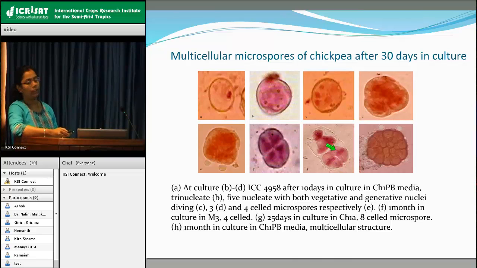This was obtained after 30 days in culture. And these were obtained after 10 days in culture. And these 2 were obtained after 25 days in culture. And as I've mentioned earlier, CHPB media, that is picloram and BAP, has given us the best response of multicellular microspores.